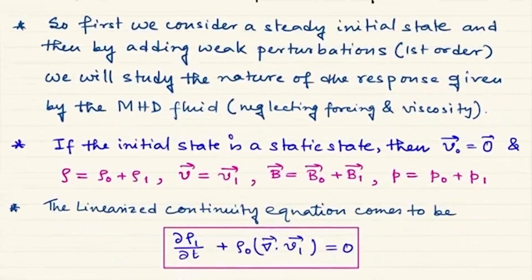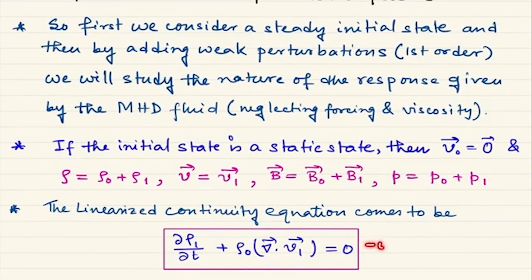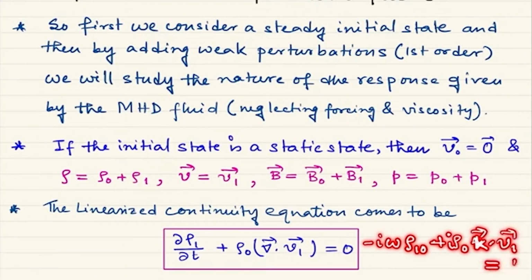So this thing will be minus i omega rho 1 cap. So that is simply the Fourier transform of this. If you want, you can just write like this, that is okay. Maybe in case it is confusing, I can just write like this: omega rho 1 0 plus rho 0 i k dot v1 is equal to 0.